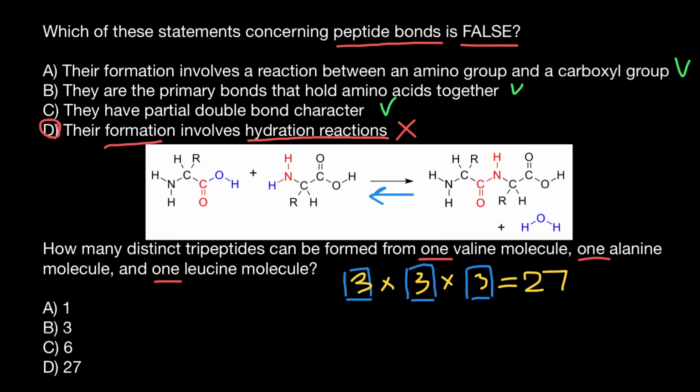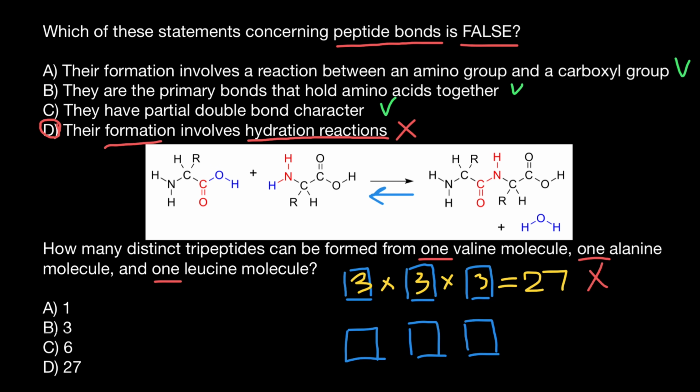And we cannot have, for example, leucine and alanine as a variant because we have only one molecule of each. So our combinations would be as follows. So this is the first position, second position, and third position in the tripeptide. So this is the wrong answer.